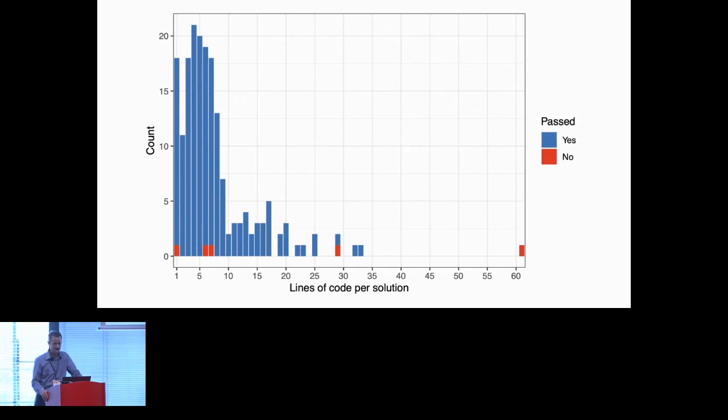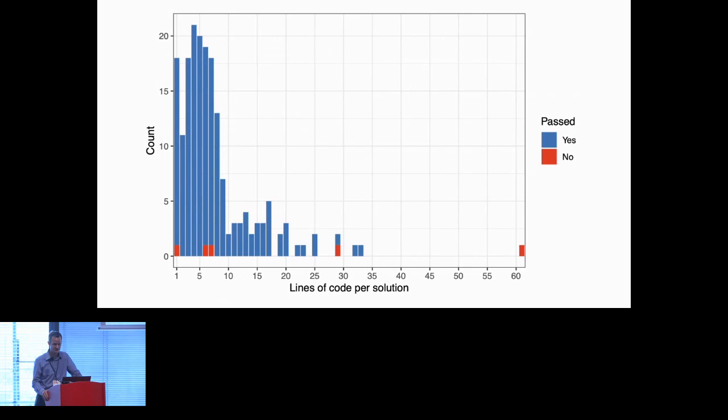So on the x-axis on this one, this is the number of lines of code for the instructor's solution. In CodeBuddy, the instructor has to come up with a master solution, and that's what generates the expected output that the student's output is compared against. We can use the number of lines of code as a proxy for difficulty level. It's not a perfect proxy, but it can give us some idea of how difficult the problems were.